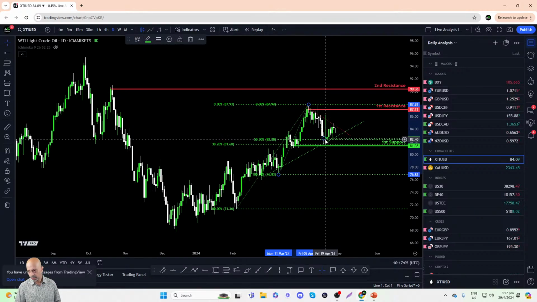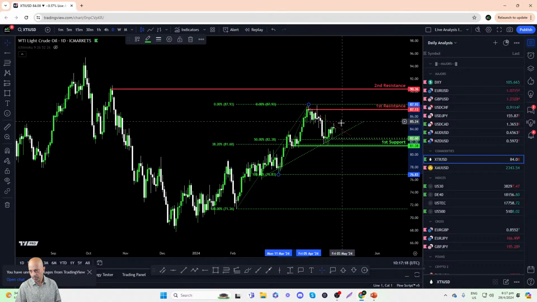We can see that over here on 19th of April and 22nd of April, price did find support just above the 50% retracement before bouncing higher. Of course, we do see the wicks extending below, but when we look at the body of the candle, generally this is a pretty strong support zone for WTI oil.